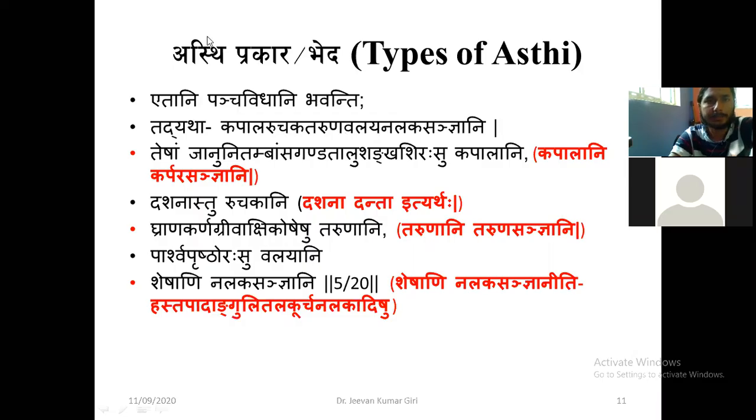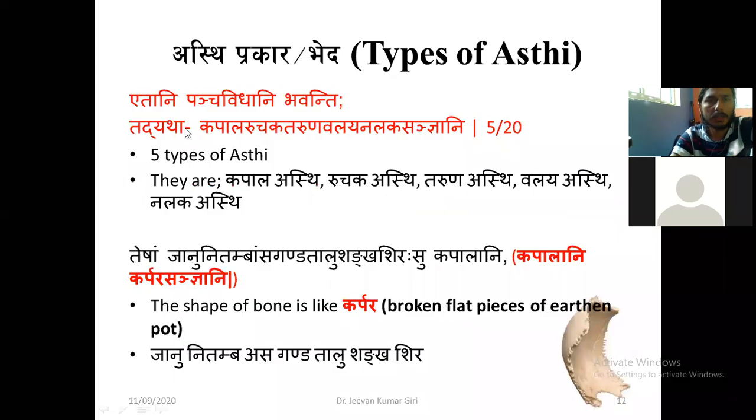Now see, I have written for you here. See, 5 types of Asthi: Kapala, Ruchaka, Taruna, Valaya, Nalaka. Are you getting? So 5 types, 5 categories of Asthi. You can classify the Asthi of the body into 5 types: Kapala Asthi, Ruchaka Asthi, Taruna Asthi, Valaya Asthi, and Nalaka Asthi.